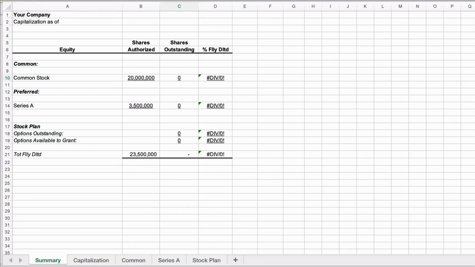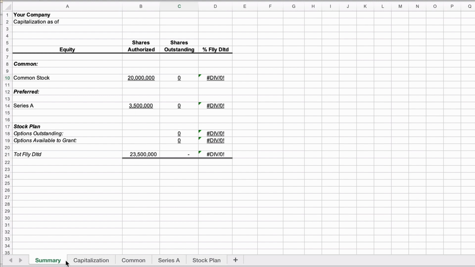Okay, so here we are, and this is a basic cap table, and I'm going to show you how to fill it in and then how it should look at the end and how everything fits together. So typically a good way to do this is to break everything up into tabs. As you can see here, I have a summary tab at the bottom, then a capitalization tab, common stock, Series A, which we're going to say is our first investor. You could put that as seed, whatever. And then a stock plan as well.